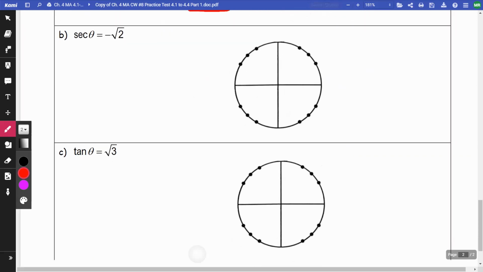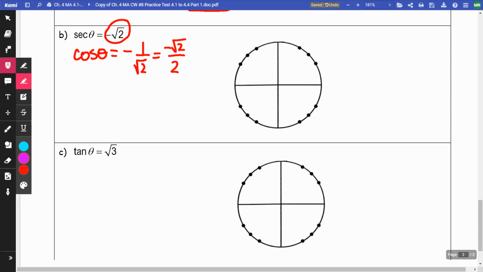Okay, so secant has as its reciprocal cosine. So for the cosine, I'm going to take the reciprocal of a negative root 2, which is going to be a negative 1 over root 2. I rationalize that, and I get a negative root 2 over 2.